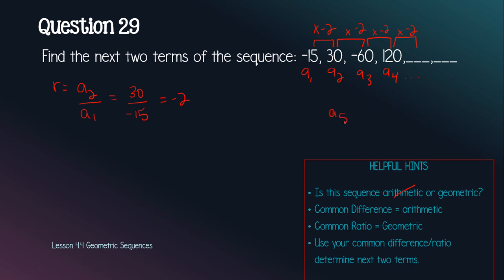So my fifth term, or the next term in the sequence, is going to be negative 240 because 120 times negative 2 is negative 240. And then one more time to get my next term, a sub 6, I'm going to multiply negative 240 times negative 2, and I'm going to get positive 480. So the next two terms in this sequence are negative 240 and 480. I figured it out using my common ratio.